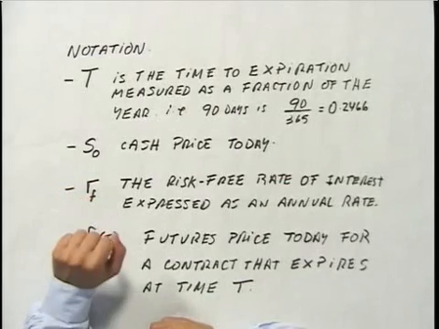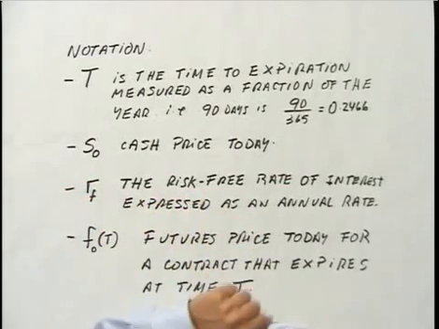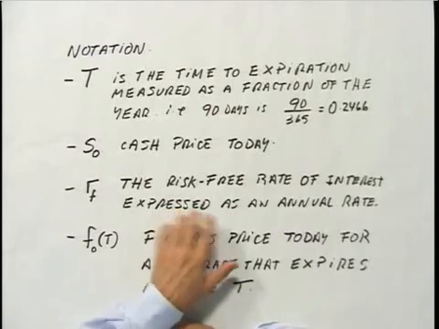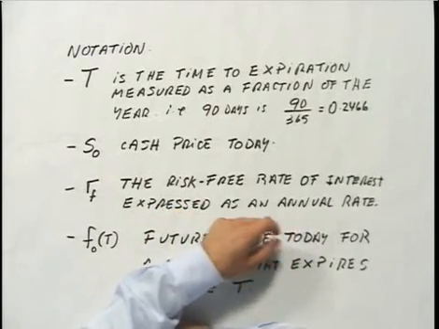Moving to the third one, we have little r sub f. And that is what we call the risk-free rate of interest, expressed as an annual rate. Oftentimes, you'll see it without the subscript f, but it'll be clear from the text that that is the financing cost and is risk-free. So either R or RF could be interpreted as the risk-free interest rate.